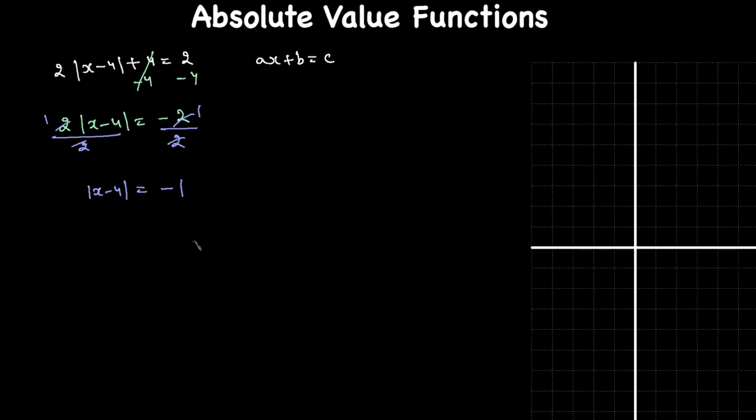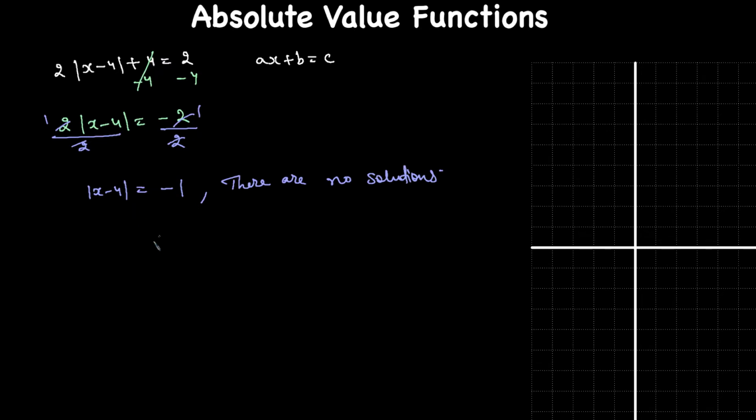negative 1. Now look at this carefully. According to the definition of absolute value, the absolute value of a number can't be negative, but in this case we are getting that the absolute value of this number is equal to a negative. That means there are no solutions. Okay, so there are no solutions to this equation.